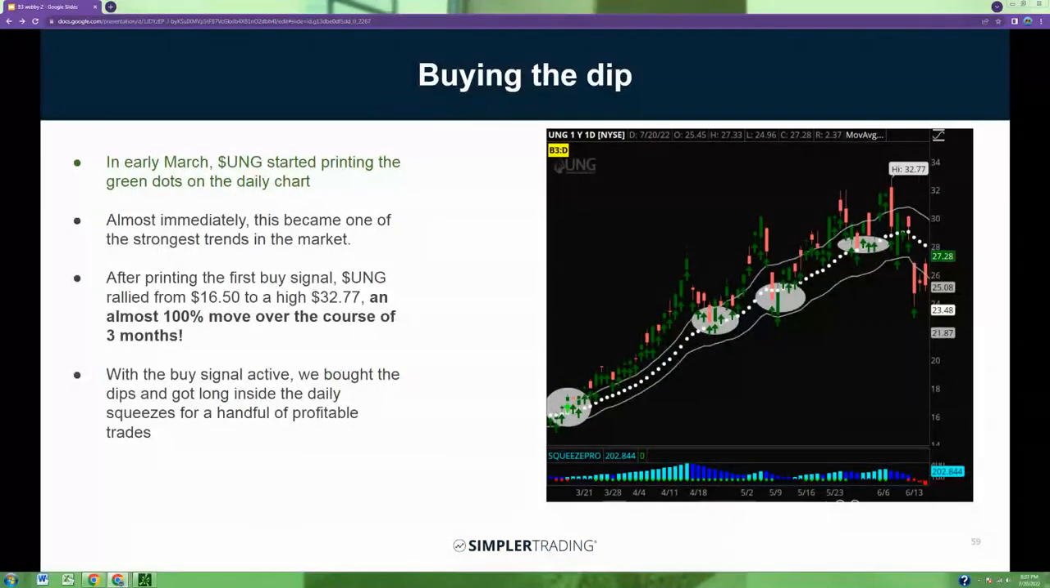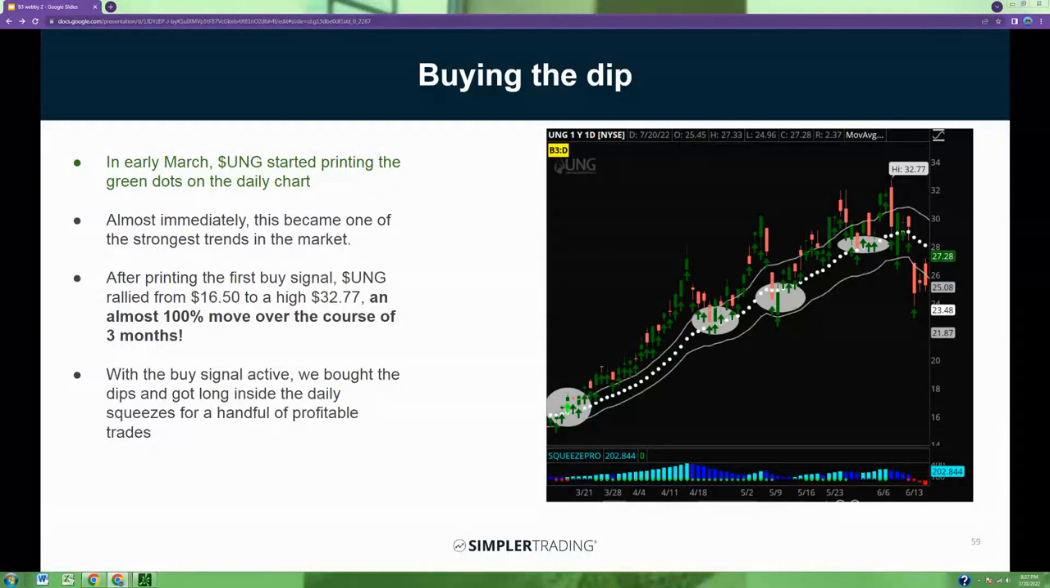So here's a name we did a lot of buying the dip in this year, right? UNG. You guys can see, for a few months, starting in March, UNG starts printing our daily buy signal, and almost immediately, this becomes one of the strongest trends in the market. I never even looked at UNG before, but as soon as we got the buy signal, I'm interested. So we get our first buy signal back in March. UNG's trading around $17, and then it rallies into a high of just about $33.